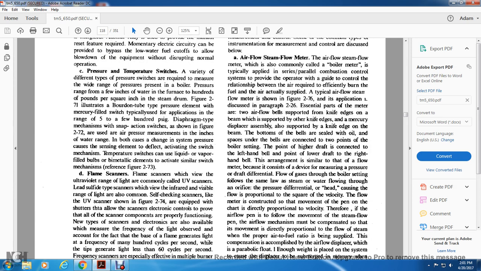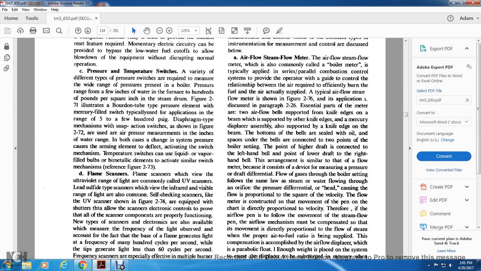The typical airflow steam flow meter is shown in figure 276, of the application discussed in paragraph 226. The essential part of the meter is an airflow bell supported by a knife edge on the beam, which is supported by another knife edge. A mercury displacer assembly is also supported by a knife edge on the beam.